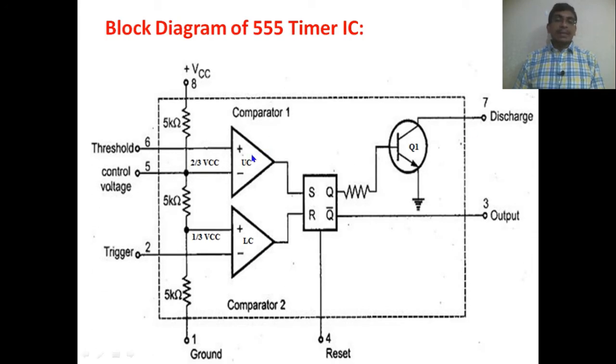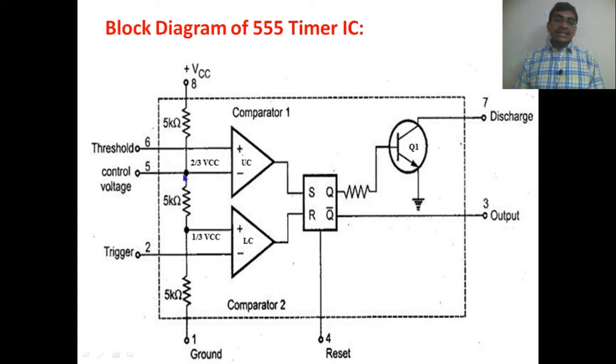It contains mainly 3 resistors, 2 comparators, 1 flip-flop and 1 transistor. Here the 8th pin is the plus VCC supply and the 1st pin is the ground terminal. From the 8th pin to pin number 1, we have 3 equal value resistors. The value of each resistance is 5 kilo ohms, 5 kilo ohms and 5 kilo ohms. Therefore, these 3 resistors form the voltage divider network.